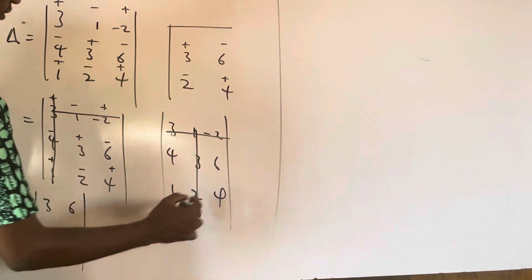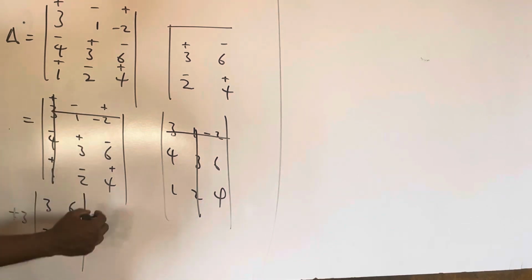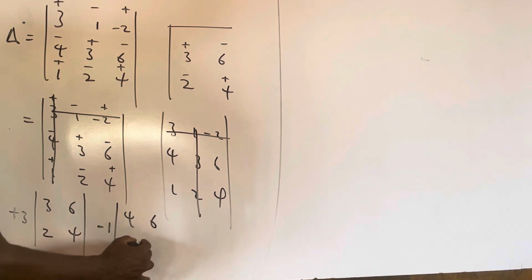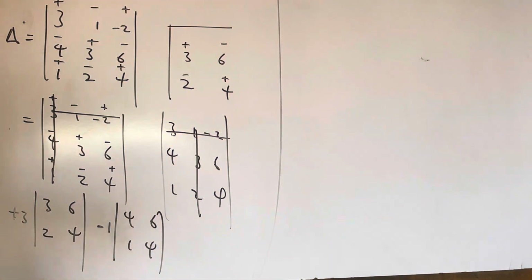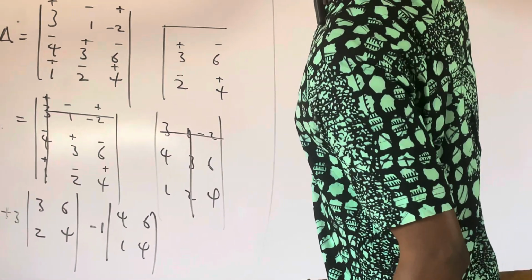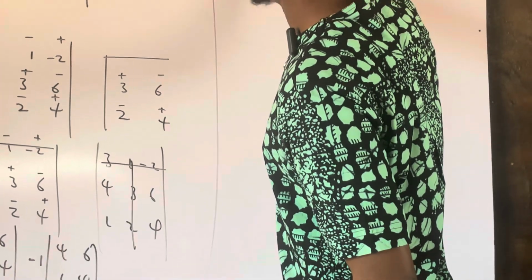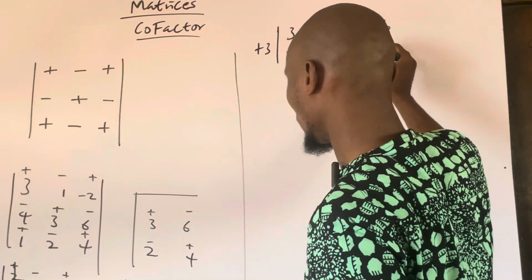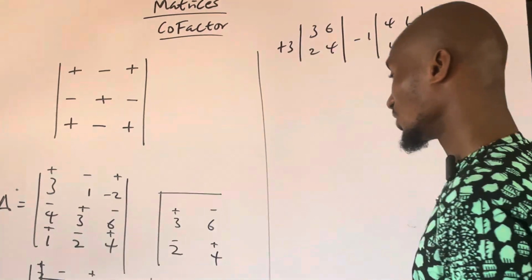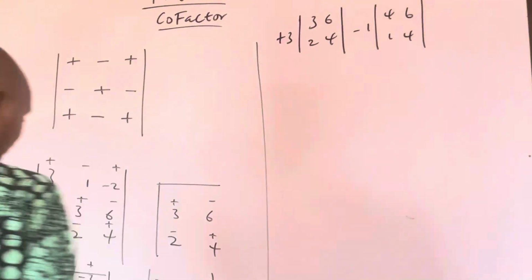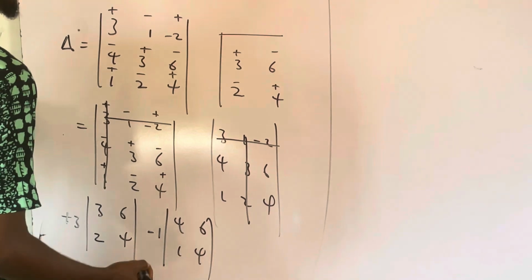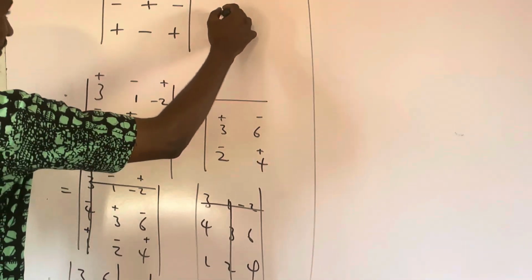If I'm to go this way, I'm going to have minus 1, 4, 6, 1, 4. Don't get me wrong, I'm explaining, I'm not solving anything, I'm trying to explain something to you. Let me continue here. Plus 3, just stay with me. I'm coming. Minus 1, 4, 6, 1, 4. So now, the next one now. Okay, let me just do it over here.